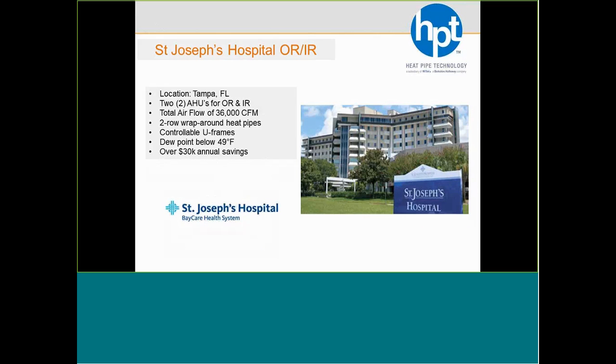Another cool one that's here local in Tampa is at St. Joe's Hospital, where we have some controllable wraparound heat pipes for some OR units and IR units. And an OR unit's always going to have to be a little bit drier than normal. So they like to see those dew points down a little bit further. So again, of course, a wraparound heat pipe is a way to take a regular chill water air handler or DX air handler and drive down that dew point. But by putting control valves on it, now they're able to really control the leaving air temp coming out of these units, which is, of course, also critical for OR units.